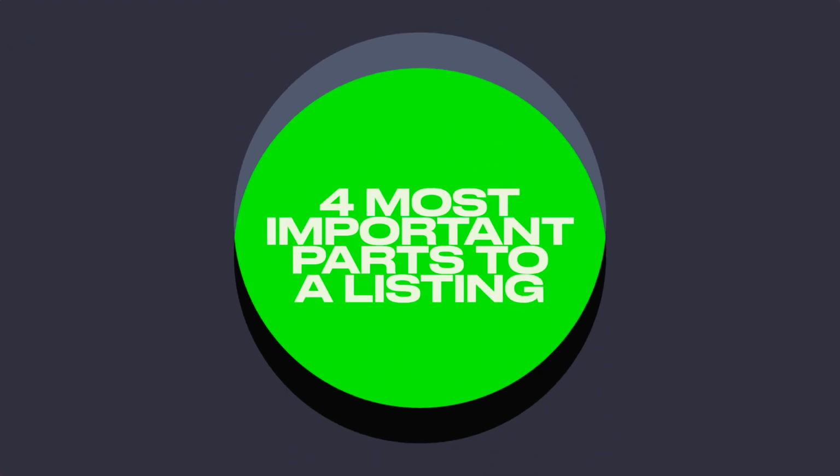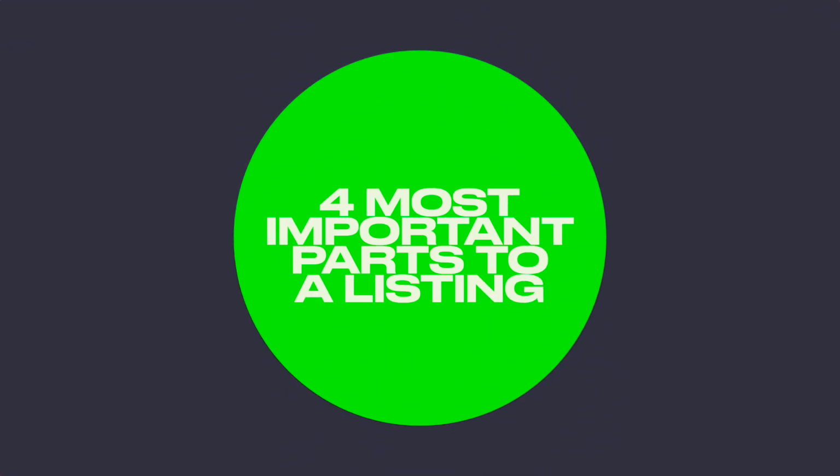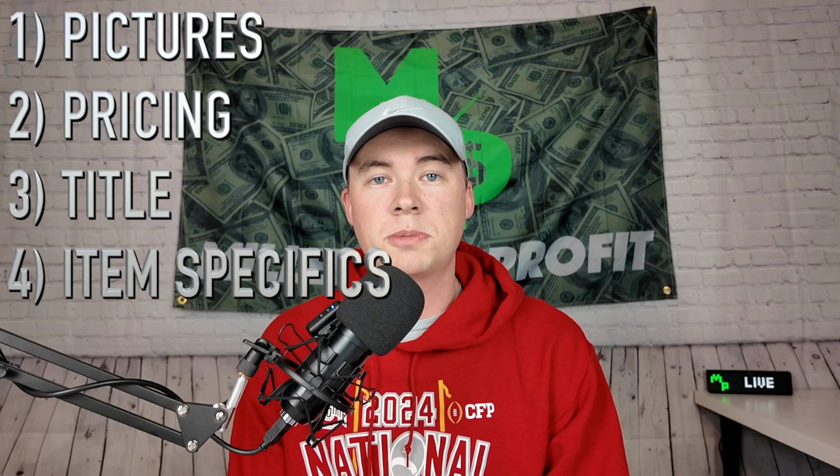So first off, let's talk about the 4 most important parts to an eBay listing, and I will dive into each one of these as they come up, but let's just mention them first. Number 1, it's pictures, especially your first one. Number 2, it's pricing, total price, including your shipping. Number 3 is your title, and number 4 is item specifics.